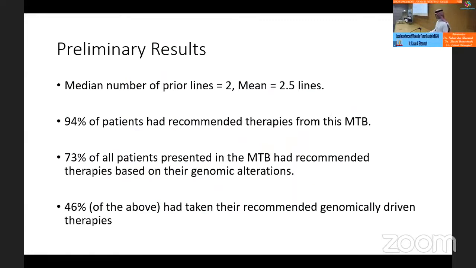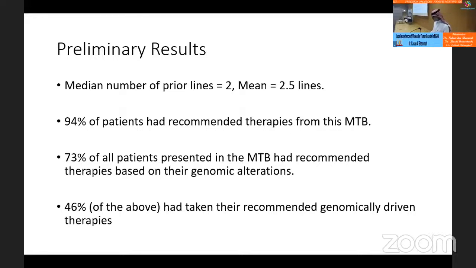So this is our preliminary results. Now, I actually looked at this last month, and I did a quick analysis based on the cases that we have presented so far. So the median number of prior lines was 2. The mean was actually 2.5 lines. Now, the range of the lines was actually 1 to 8, meaning one of the patients that we presented progressed on 8 lines of systemic therapies.